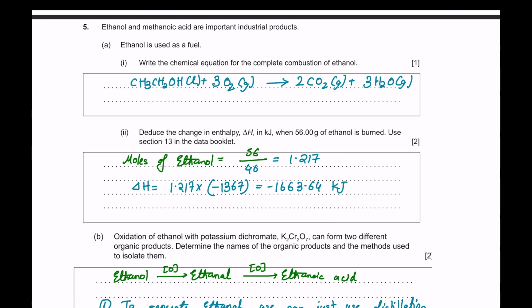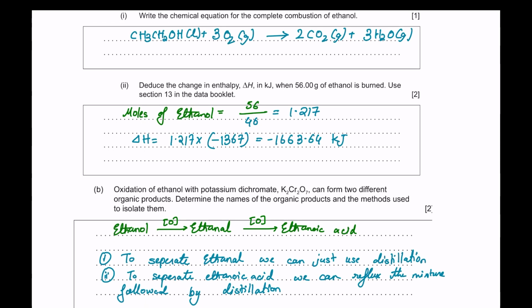So we have ethanol and methanoic acid. They are important industrial products. Ethanol is used as a fuel. So we have to write the chemical equation of the complete combustion of ethanol. It's pretty easy, it's just a combustion reaction. Ethanol with O2 will give you CO2 and H2O. Then we have to balance it. Upon balancing, we see that there will be a 3 in front of O2, 2 in front of CO2, and 3 in front of H2O.